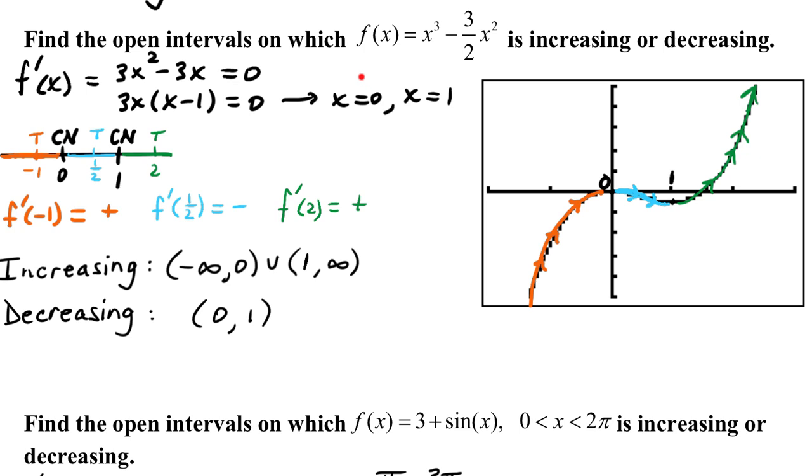3x is 0 when x is 0. x minus 1 is 0 when x is 1. If you look at your graph, we have a little hilltop at 0 and a little valley at 1. Mark those two numbers and put a C on them for critical number. Pick a number left of your first critical number. I just randomly picked a -1.